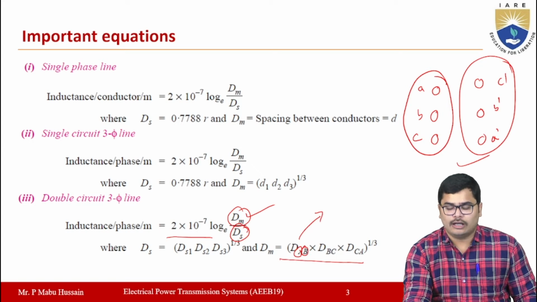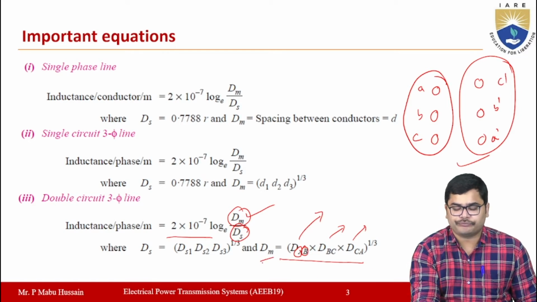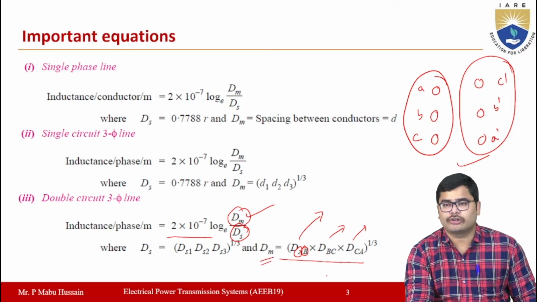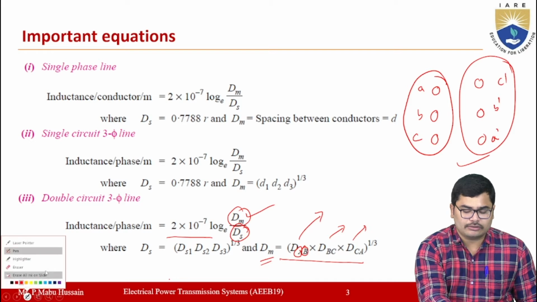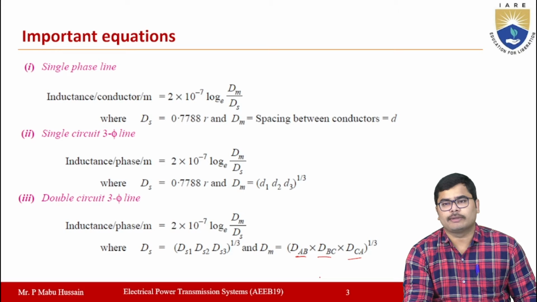Okay, and Dbc is the mutual GMD between the conductors B and C, and Dca is the mutual GMD between the conductors C and A. And the overall mutual GMD in the case of a double circuit transmission line system will be (Dab × Dbc × Dca)^(1/3).